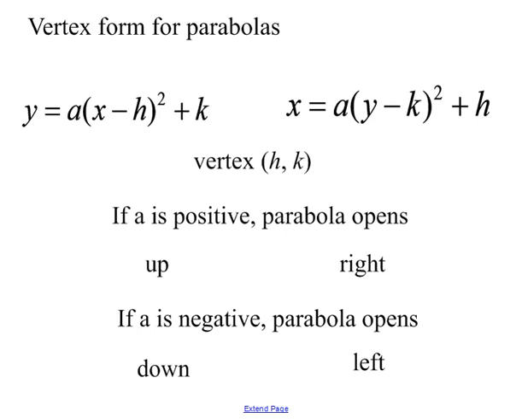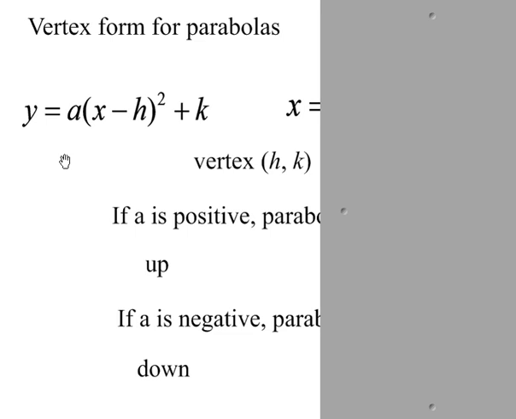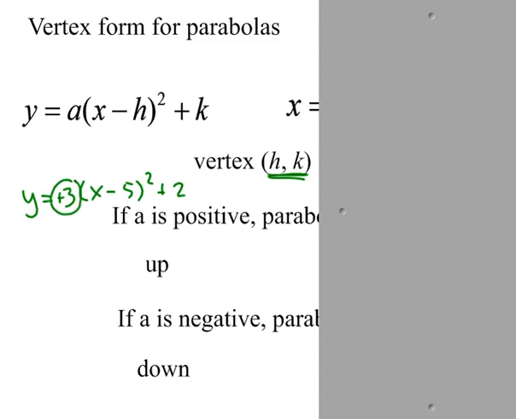All right, so we dealt with vertex form before, where we have y equals a(x minus h) squared plus k, where our vertex is (h, k). We know that if we have a positive a value like y equals 3(x minus 5) squared plus 2, where our a is positive, we have a happy parabola, and so it's opening up. However, if we have a negative a value, then we end up with an unhappy parabola, so our parabola opens down.